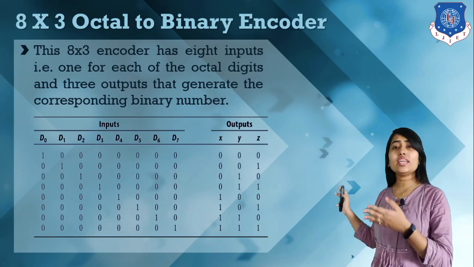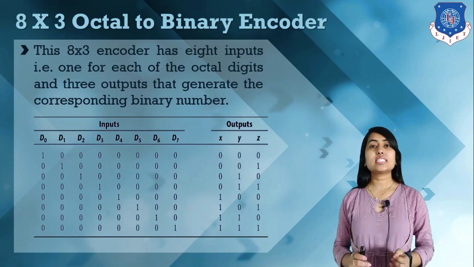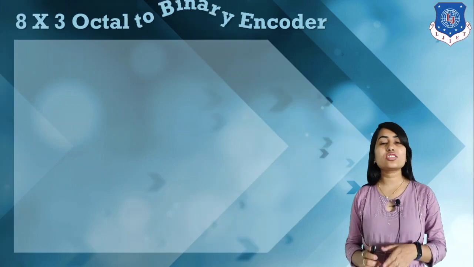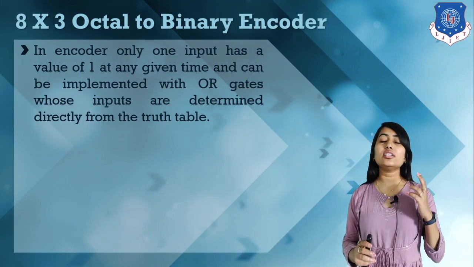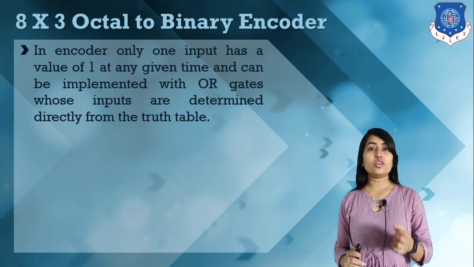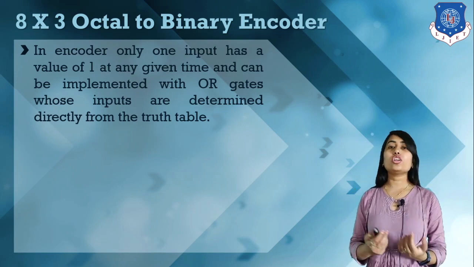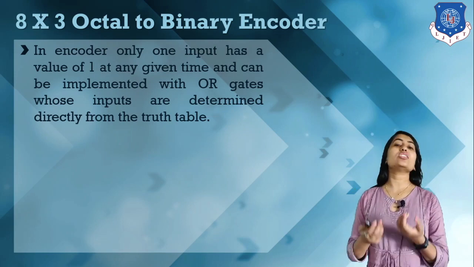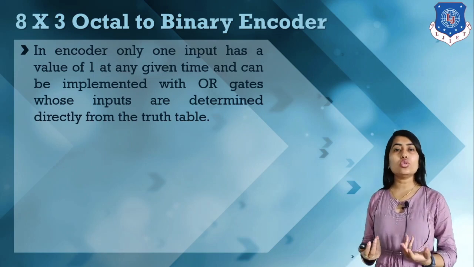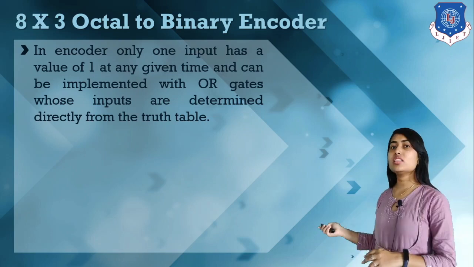Now by calculating the logical expressions of x, y, z, we can design this 8 cross 3 octal to binary encoder. So how can we design from this table? As we know, we have D0 to D7 input lines. According to the values of these input lines, whenever any line is active high, we have our output conditions, the active bits. So x, y, z take values depending on the activation of D0 to D7.